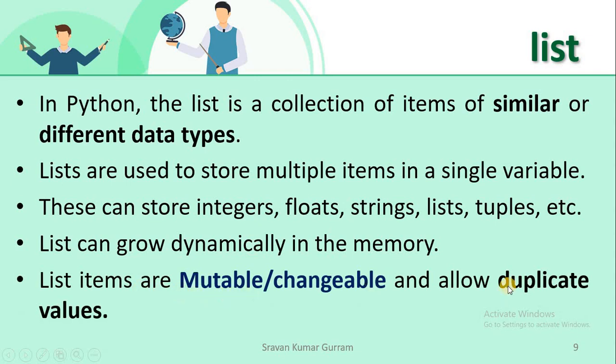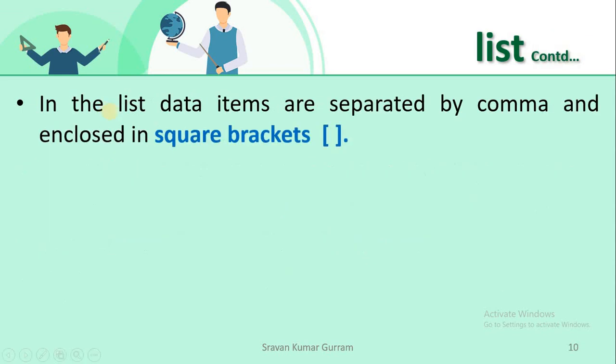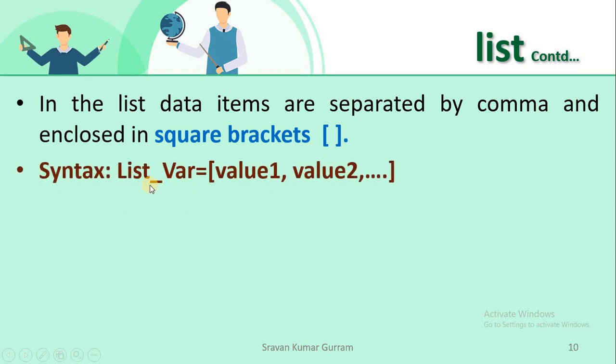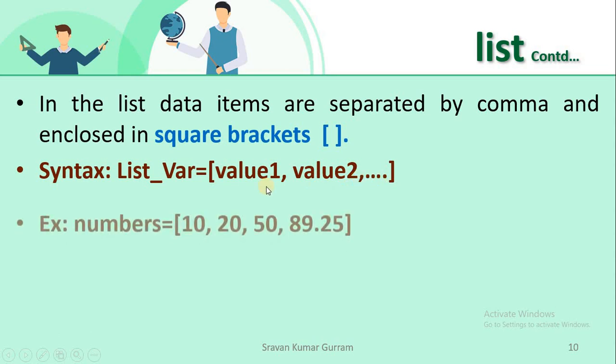List allows duplicate values. You can enter the same value multiple times. In the list, the data elements are separated by commas, and those elements are enclosed within square brackets. Syntax to create the list is list variable name, assignment, use the square brackets. You must write the values separated by commas. How many values you want to store, that many you can write.